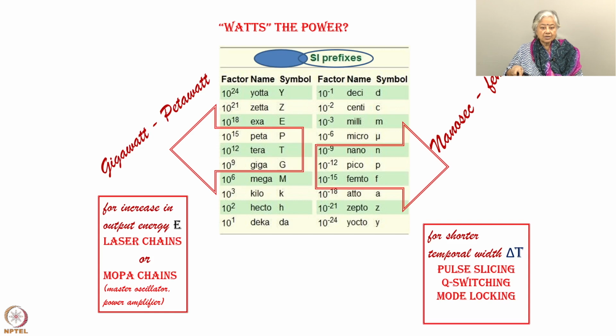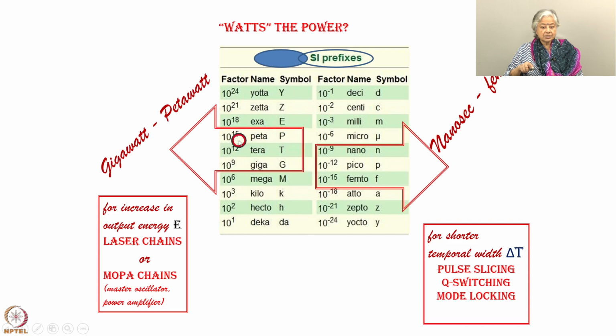In terms of power, you have a megawatt. So, in watts, megawatt is 10 to the power 6 and is given by the symbol M. Gigawatt is 10 to the power 9 and it is given by G. Terawatt is 10 to the power 12 and it is given by T. And petawatt is 10 to the power 15, which is given by P. So, all over the world people have reached around the petawatt power level, not yet exawatt.